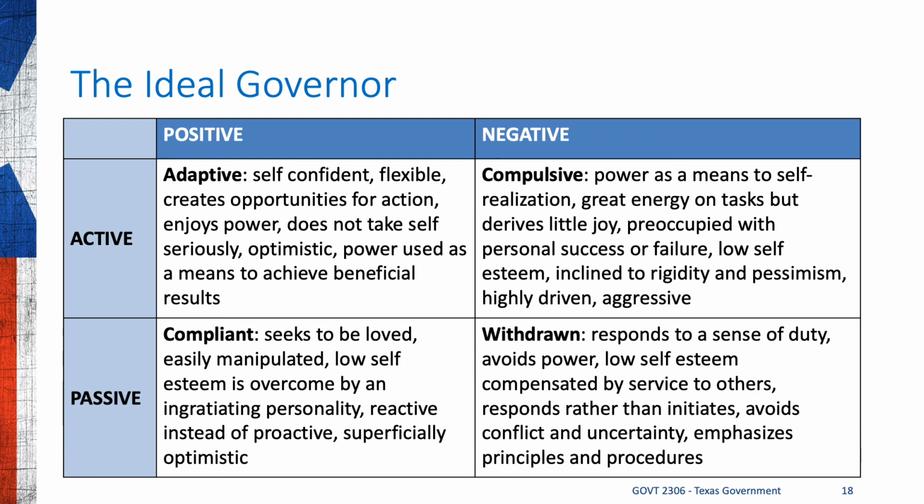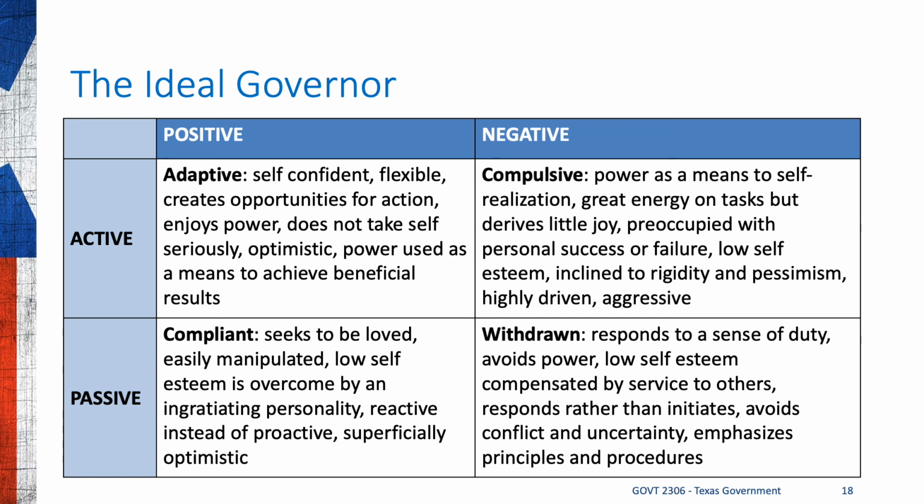If there was an active governor that had a negative bent, it would be somebody who's compulsive. They would use their power to make themselves feel better and to do things that they wanted to do. They would spend a lot of money, time and energy on certain governmental tasks, but that wouldn't really bring them any joy, and they wouldn't really enjoy their job. They would be preoccupied with whether something they were doing as governor was going to help them or hurt them later. Low self-esteem, again, narcissistic. They would probably be pessimistic, rigid, aggressive, driven, which is not terrible, but driven to the point of letting other parts of their life suffer.